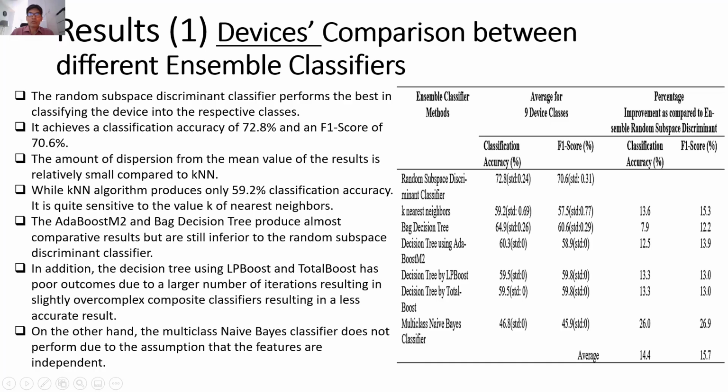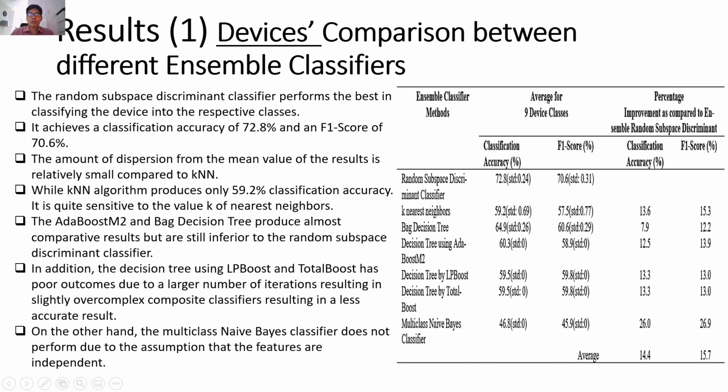In general, the F1 score is more conservative as compared to the classification accuracies, and the amount of dispersion from the mean value of the result is relatively small as compared to KNN. You find that KNN itself has a bit lower classification accuracy, which is 59.2%. It is basically quite sensitive to the value of K of the nearest neighbors.